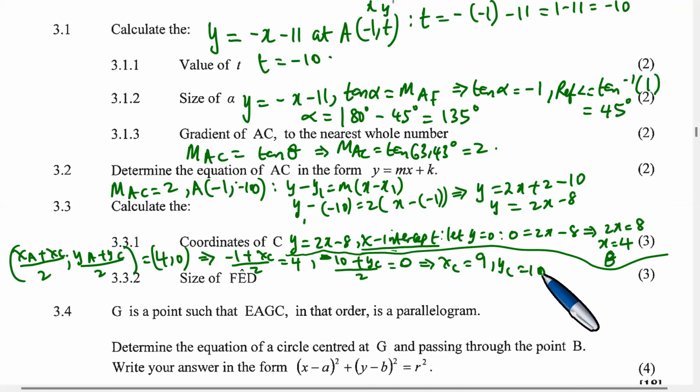And then now we have this. What are then the coordinates of the point C? Right, so the point C therefore has the coordinates 9 together with 10 as an ordered pair. 9 together with 10. Right, the next thing we're going to do is to find the size of FED.